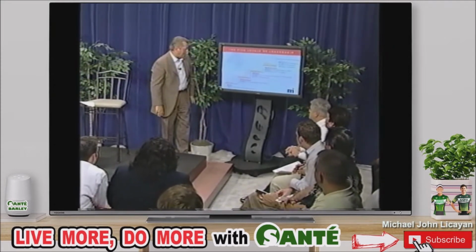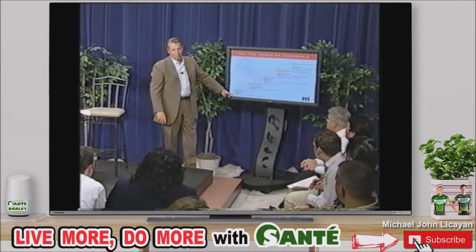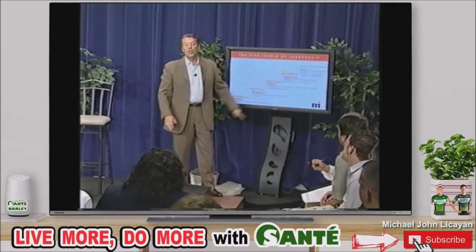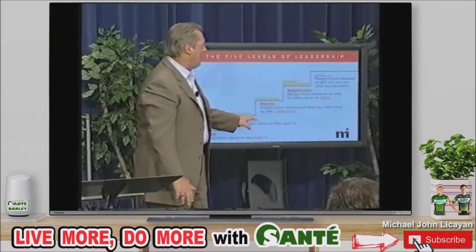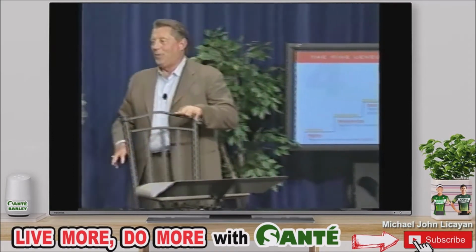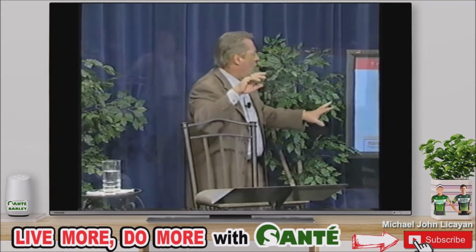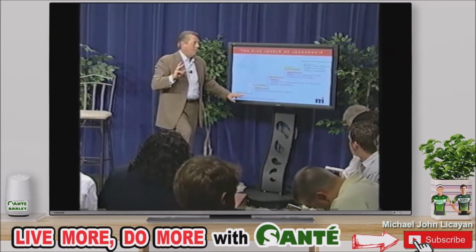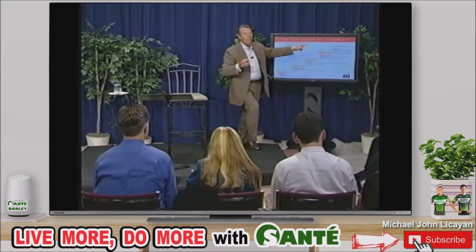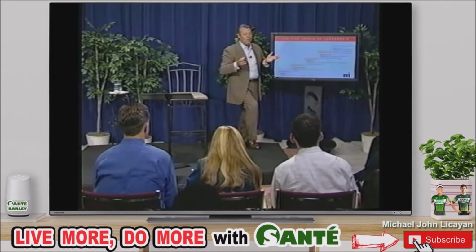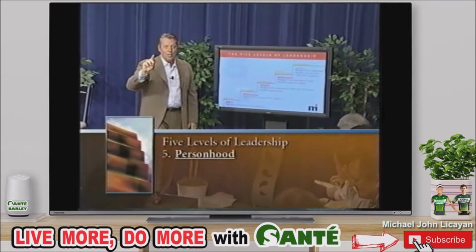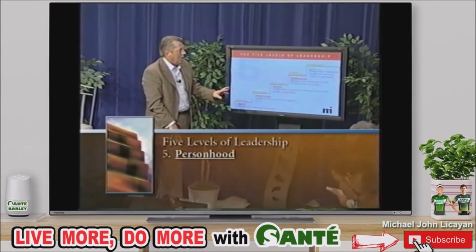Now let me say something about these levels. Level number 1 is given to you. You join a company. Levels 2, 3, and 4, you must earn. If you do the middle 3 correctly, if you relate well with people, if you produce, if you develop others, if you do those middle 3 well, let me tell you what happens. Just as the first one is given to you by the company, here's what I love. The last level will be given to you by the people. For level number 5 is the personhood level. And the key word is respect.